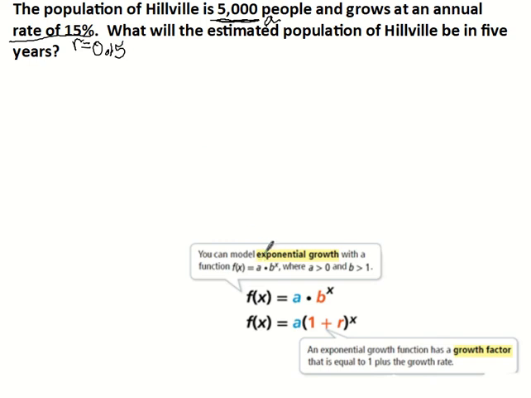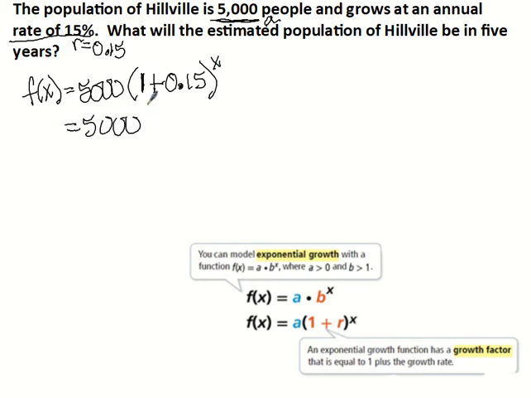And then when it says, what will the estimated population of Hillville be in 5 years? So we're going to use this bottom one because we have a rate and not a constant ratio. So we're going to go f of x equals our A, remember, was 5,000. And then we're going to go parentheses. It's always 1 plus my rate and then raised to the x. We can combine these, and so we could have a final one of 5,000 times 1 and 1/1500 to the x.